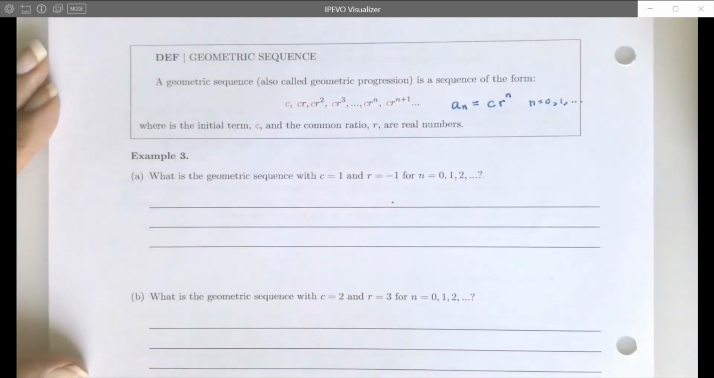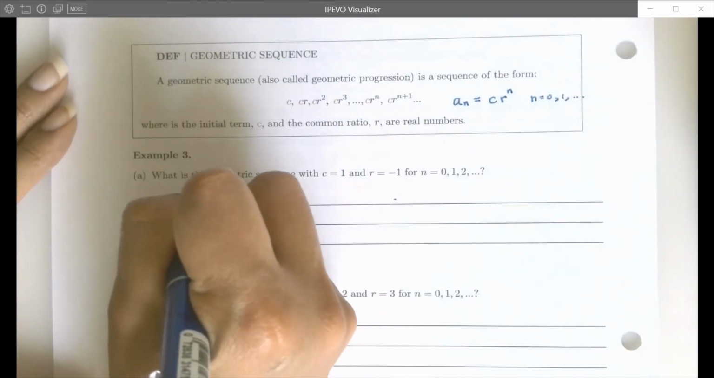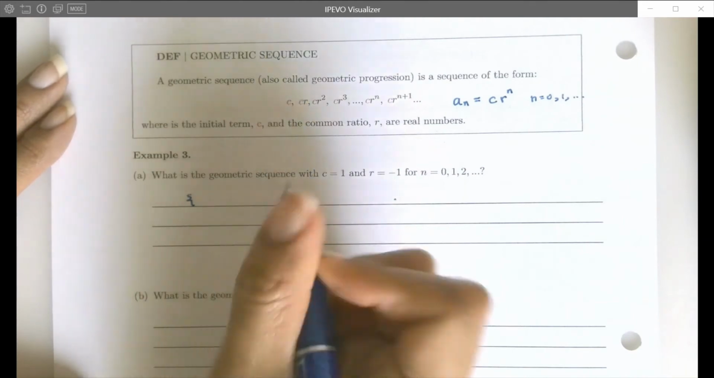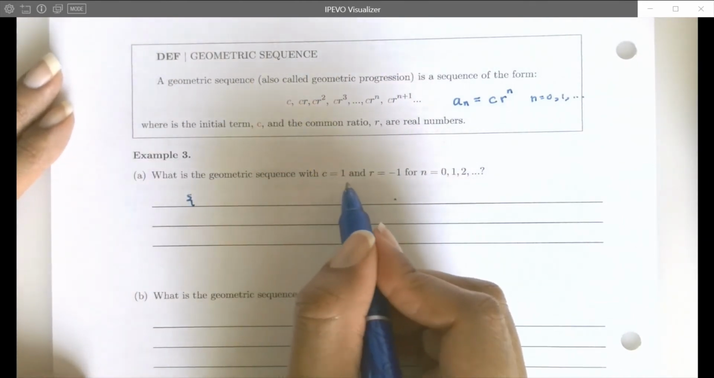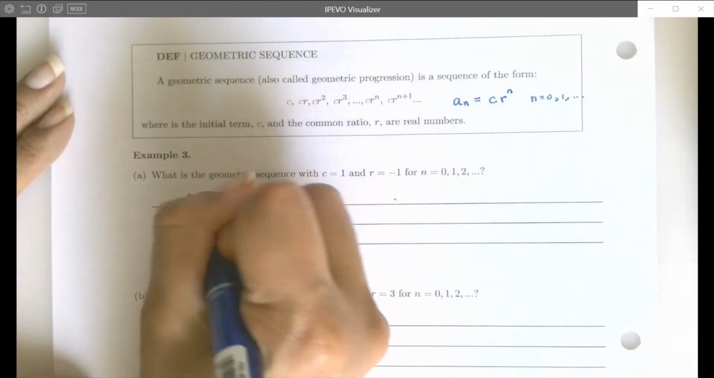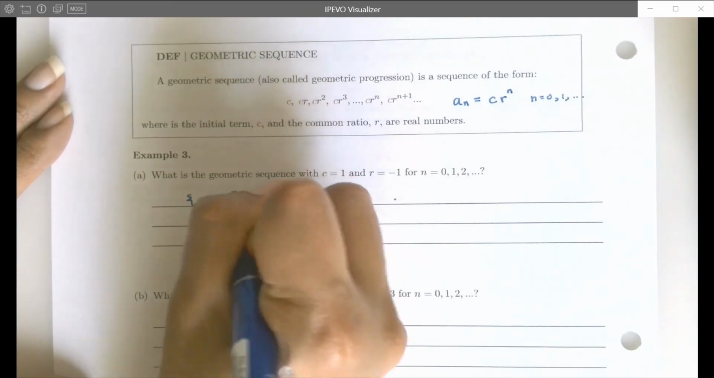So for example 3, they want us to find the geometric sequence with the constant being 1 and r being negative 1, and n starting at 0. So we have the sequence defined by a sub n. I'm not really going to write the constant because it's not doing much. 1 times anything is just whatever the anything else is. So negative 1 raised to the n.